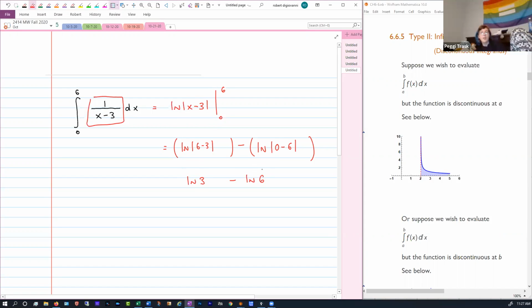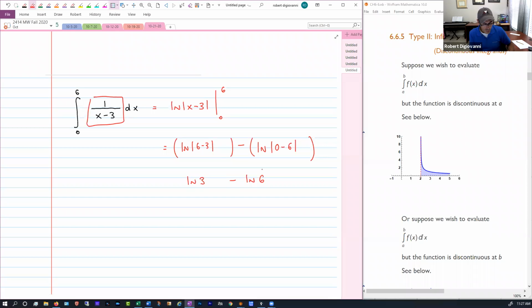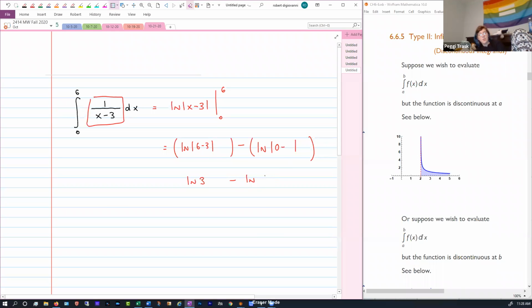Wouldn't it be negative 3? Pardon? You put negative 6 and not negative 3, like the natural log of x minus 3. Oh, yeah, sorry. Thank you. That's 3. I don't know why I did that. That's weird. Okay, so natural log 3. Thank you, Peggy. And I don't need the absolute value because I already took the absolute value.